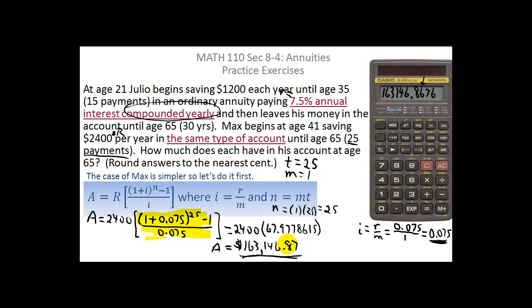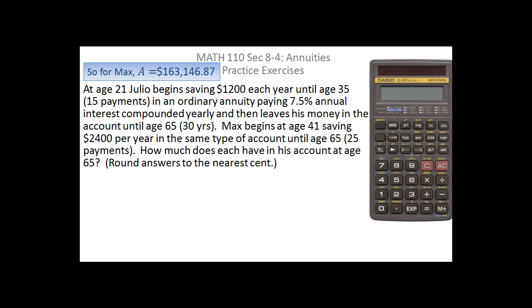So if Max put $2,400 a year into this account, 25 years later he would have $163,146.87. I went ahead and did Max first because this situation was a little simpler. I want to go ahead now and talk about Julio's situation, which is a little bit more complicated.